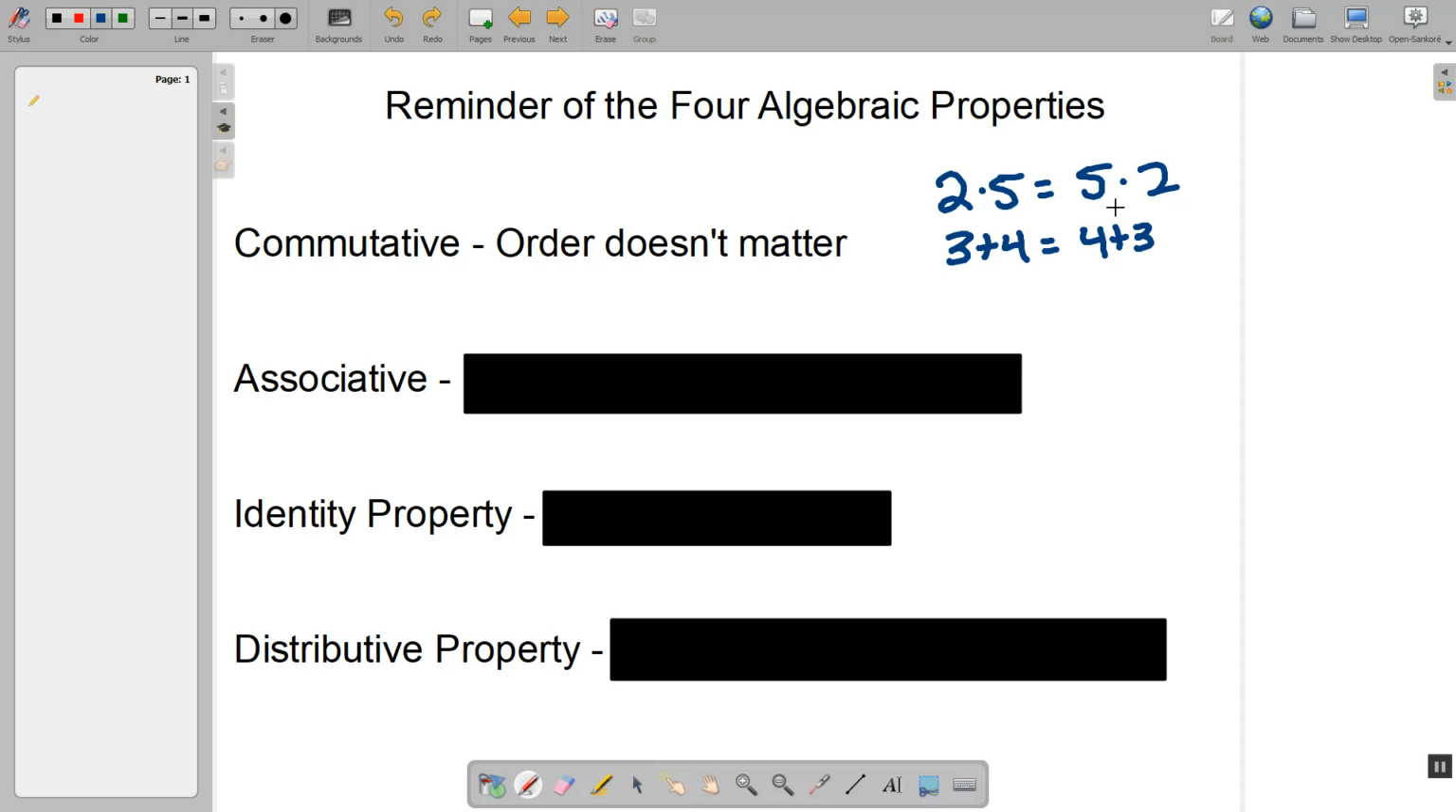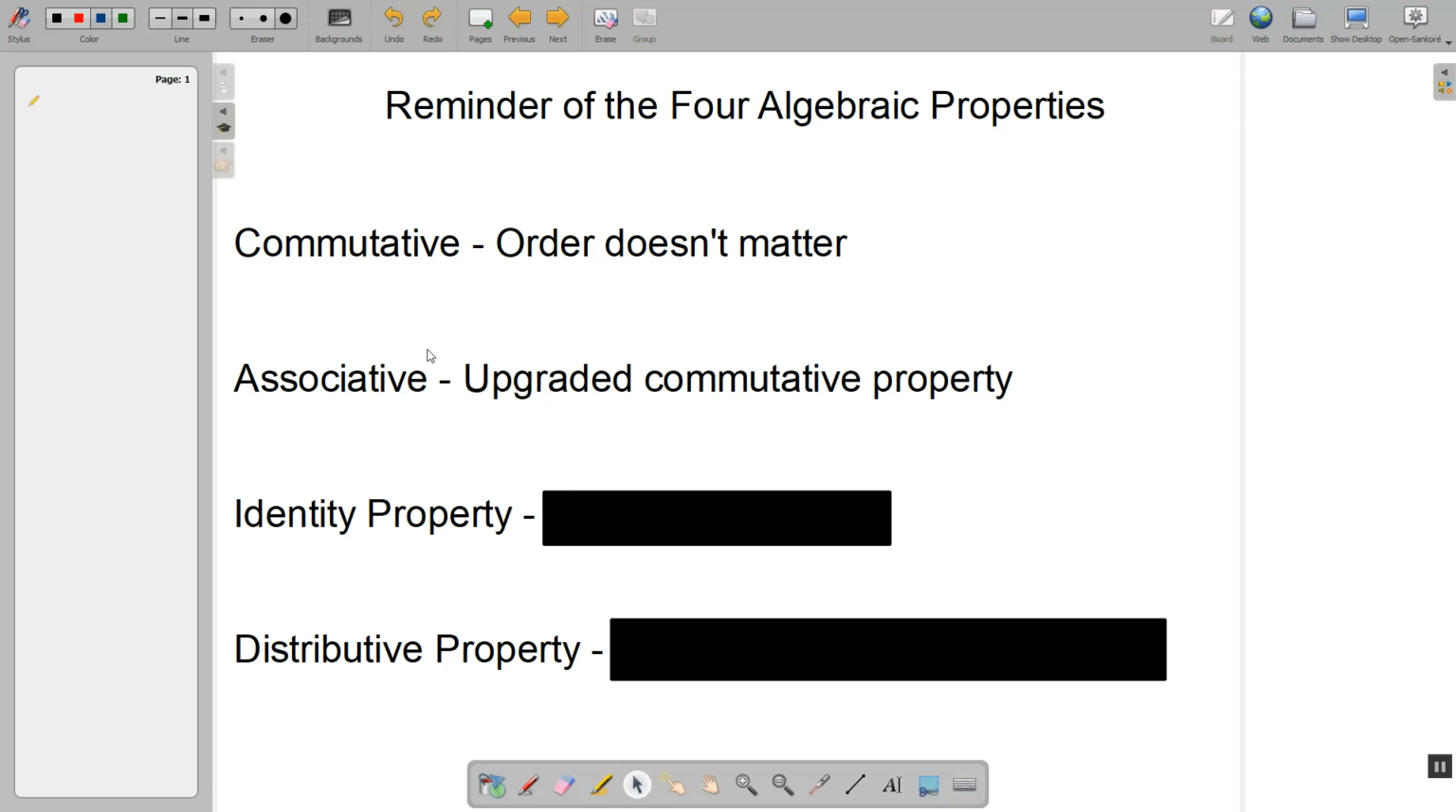Now, subtraction, for example, is not commutative, because 6 minus 8 and 8 minus 6 are not the same. Therefore, commutative in the example above only works for multiplication and addition. So commutative property, order doesn't matter for some operations.